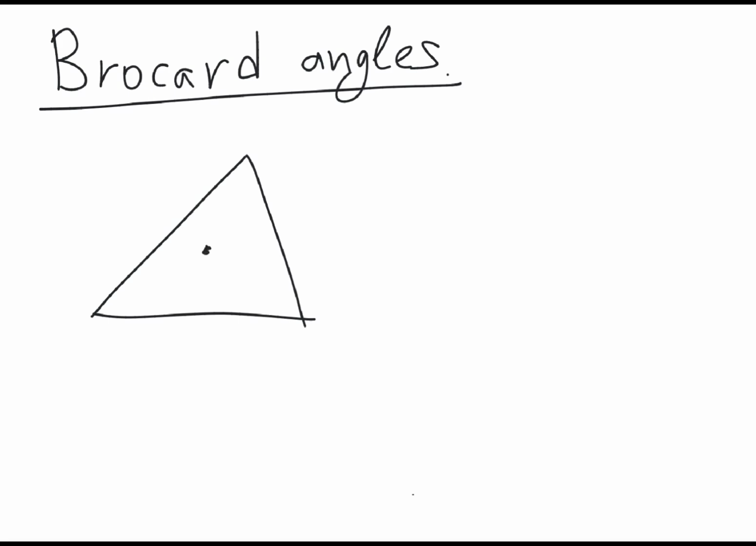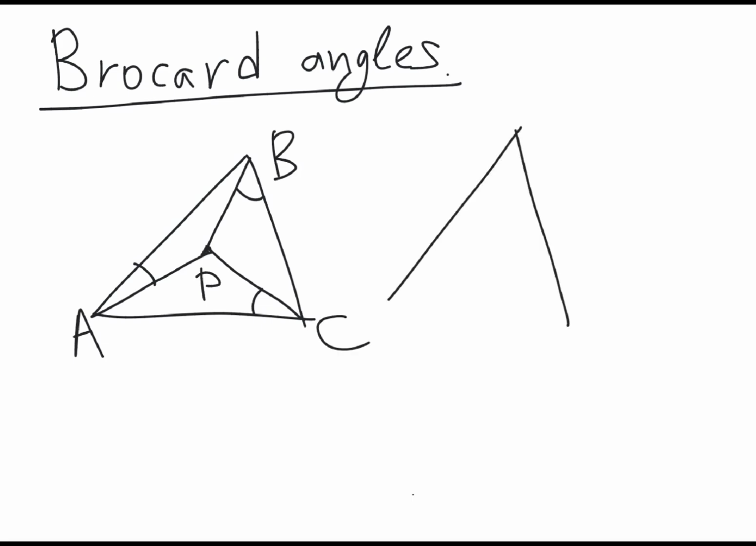They are defined by the property that these three angles are equal to each other. So this is the first Brocard point, ABC, and the second Brocard point, it's better to draw it on a separate picture. The second Brocard point is that these three angles are equal to each other.